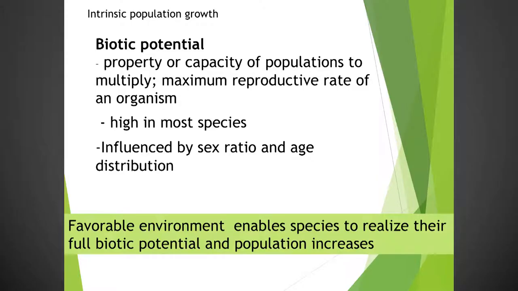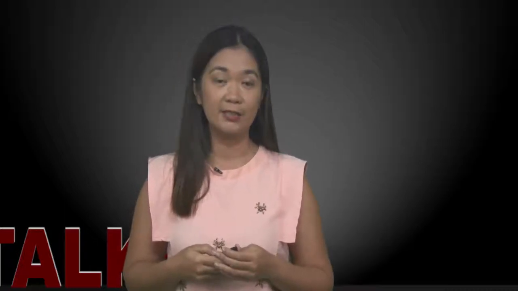Biotic potential is the capacity of a population to multiply. They have a maximum reproductive rate for each organism, and this is normally high for most species. And biotic potential is also influenced by the sex ratio and the age distribution. So a favorable environment enables the species to realize their full biotic potential and the population shall increase.